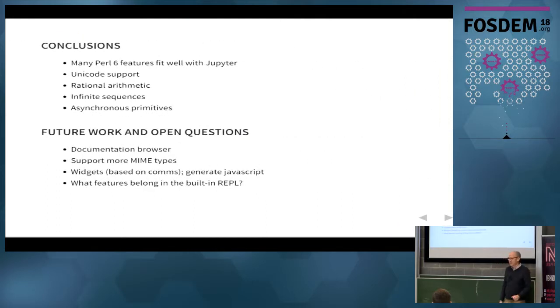So in conclusion, Perl 6 has a lot of cool features that work well with Jupyter. The previous example, I slowed it down a little, but in general, you could use it for something that takes a while computationally, that just sends back data as it's able to make the computations. The Unicode support in the kernel is helpful. Other things like infinite sequences and rational arithmetic can be cool for doing analyses.